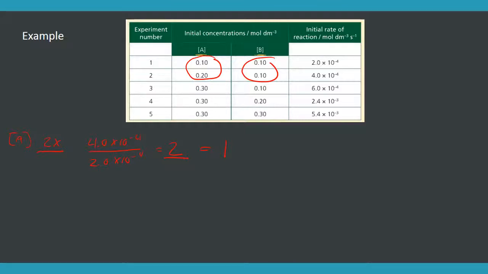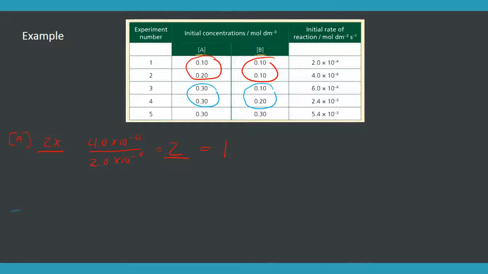Let's look at when B is held constant. So here in experiments 3 and 4, B is changing, and A is held constant. We don't want to use 4 and 5 because going from 0.2 to 0.3, that is not a consistent change, mathematically speaking, so I wouldn't do that.